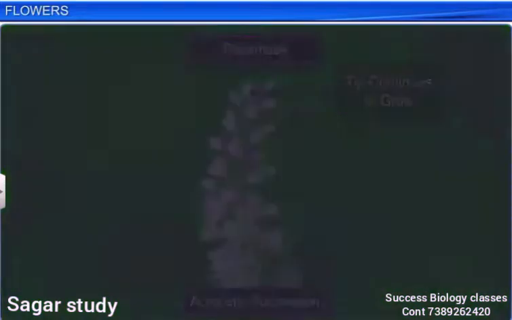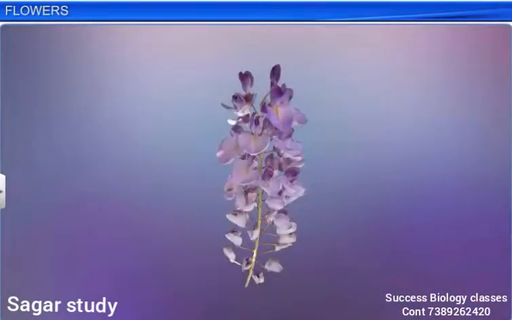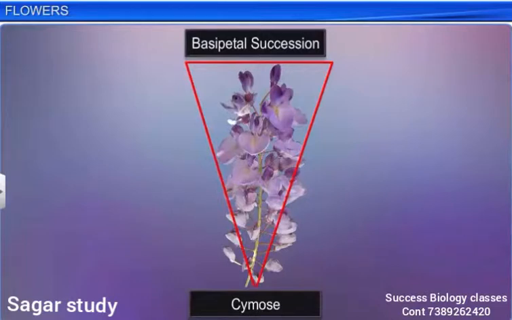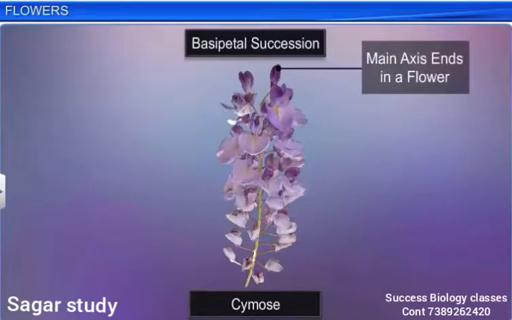However, in cymose inflorescence, the flowers appear in basipetal order or grow in succession from the apex to the base of the main axis. Here, the main axis ends in a flower and further development takes place by the growth of lateral branches.